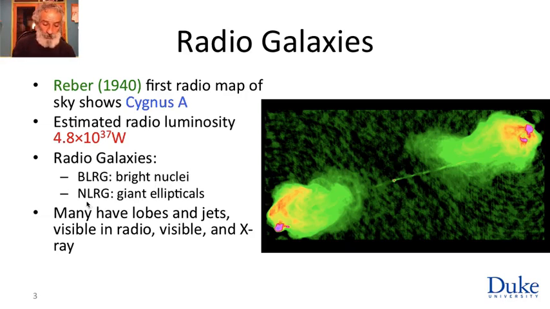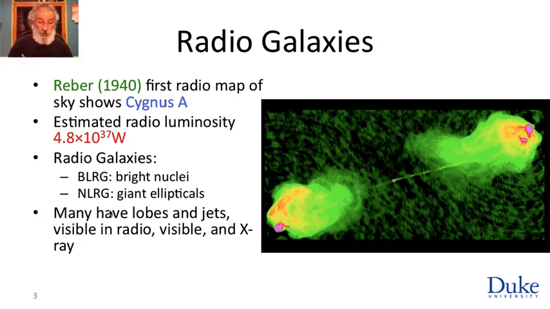On the contrary, the narrow line radio galaxies are typically hosted by giant elliptical galaxies, and very often, as in this case, they are accompanied by lobes at the ends of jets, and these jets have all kinds of internal structure, as we've seen in previous situations where we saw jets. The jets emit radio, visible light, and large amounts of X-ray radiation.